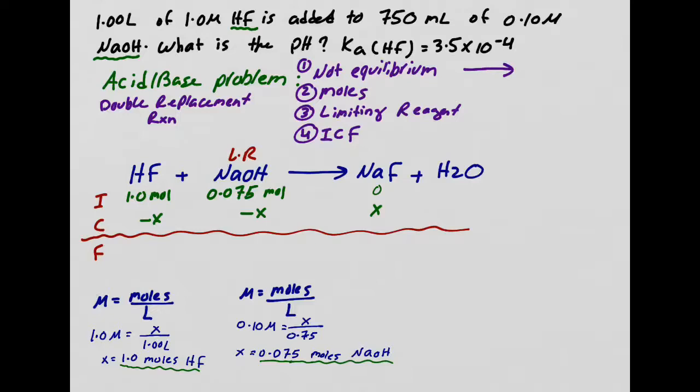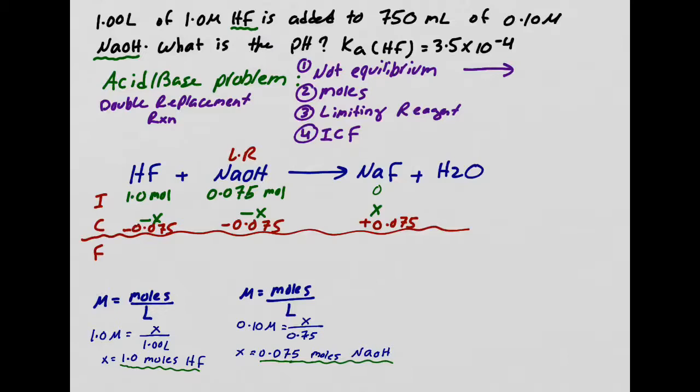So what is going to be my X? My X is going to be my limiting reagent. So it's going to be minus 0.075, and plus 0.075. I want to go slow to make sure you guys are really following that. This was my limiting reagent. That means 0.075 moles of NaOH will react with 0.075 moles of HF, and then I have no more sodium hydroxide to react with hydrofluoric acid. Okay. So far, so good.